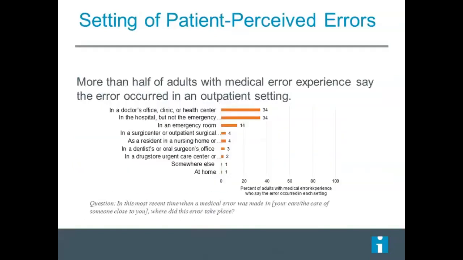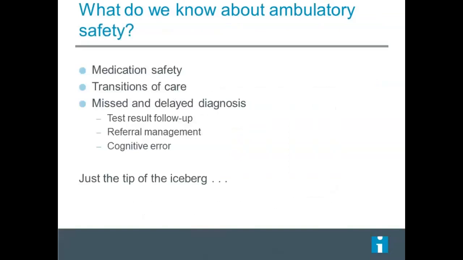We had done a survey in the United States of the general public and asked people if they had experienced medical error. In the U.S. at least, about 40% of the general public said they or a close friend or family member had experienced a medical error, and more than half said it had occurred in an outpatient setting. So again, our attention has been on inpatient care, and we need to broaden that out.